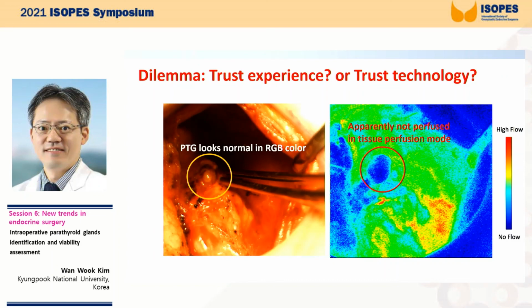However, there was little perfusion when we evaluated it by the tissue perfusion mode. Therefore, I dissected around the parathyroid gland to see if there was any feeding blood vessel, and found that the blood vessel was damaged. I concluded that the parathyroid gland was devascularized and non-viable without perfusion. Finally, the parathyroid gland was auto-transplanted.